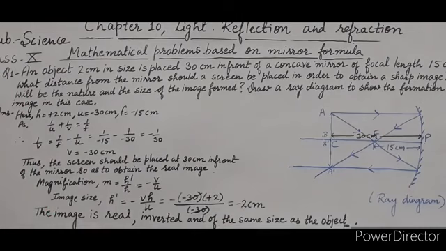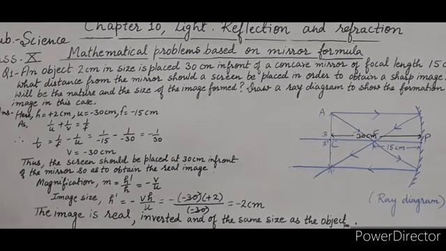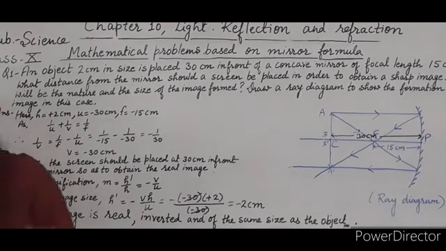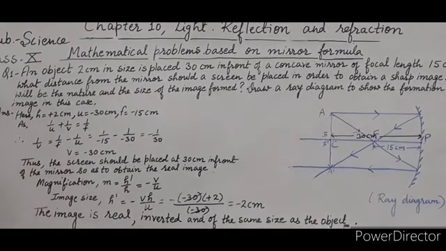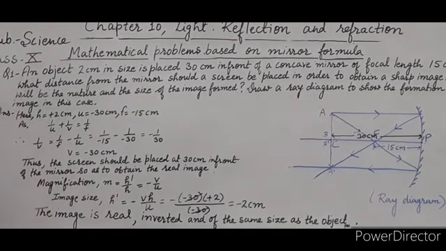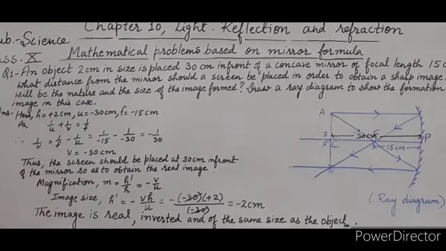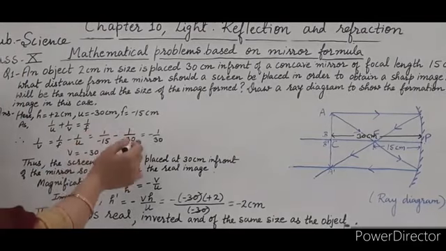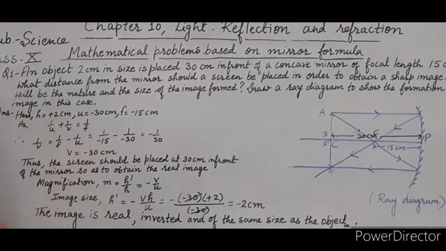So the image size, that is h dash, is equal to minus 2 centimeter. The minus sign indicates that the image is real. It is formed below the principal axis. So the image is real, inverted, and of the same size as the object. In this way, students, we can easily calculate the problems based on mirror formula by substituting the values in this formula, which is called mirror formula.